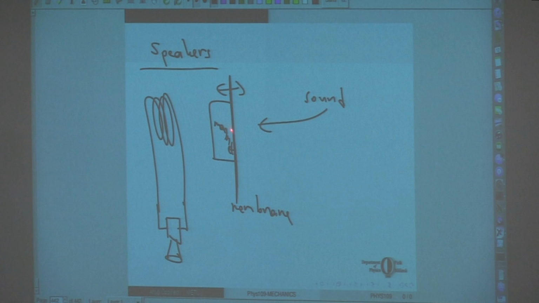Well, usually you don't put the magnet on the membrane, you put the coil on the membrane because it is lighter.